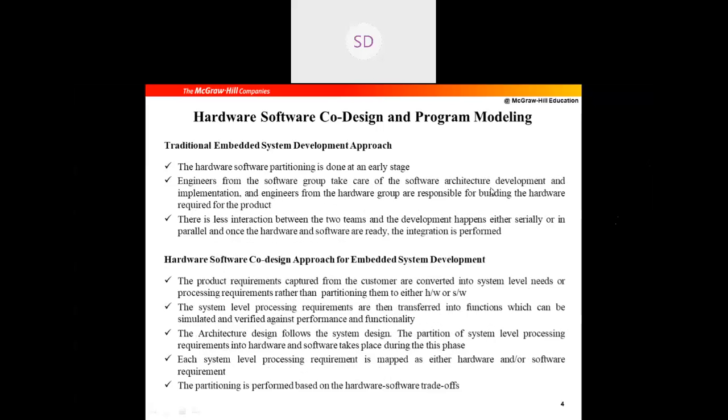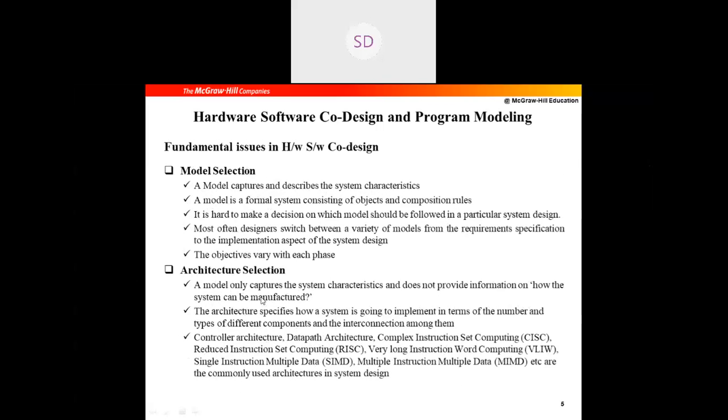That is, the product requirements captured from the customer are converted into system level needs. In order to convert that into system level needs, we need to represent it in the form of functions. Those functions should be represented in the form of a model. There are different varieties of models available in order to represent these functions.